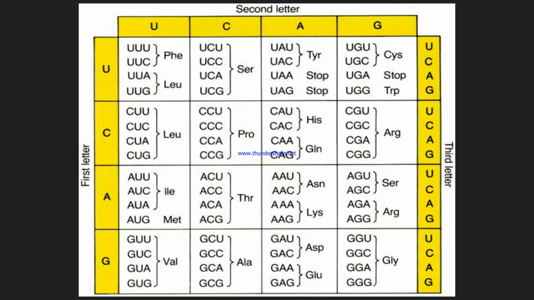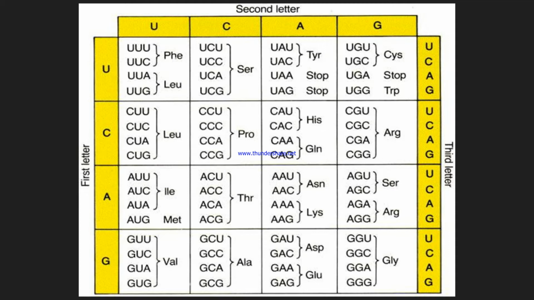There's always going to be a start codon, coded as AUG, which calls for the amino acid methionine, and that tells the protein to begin the building process. We also get certain stop codons. If you look, UAA is a stop, UAG is a stop, UGA is a stop. That stops the process of building proteins and stops bringing in more amino acids.